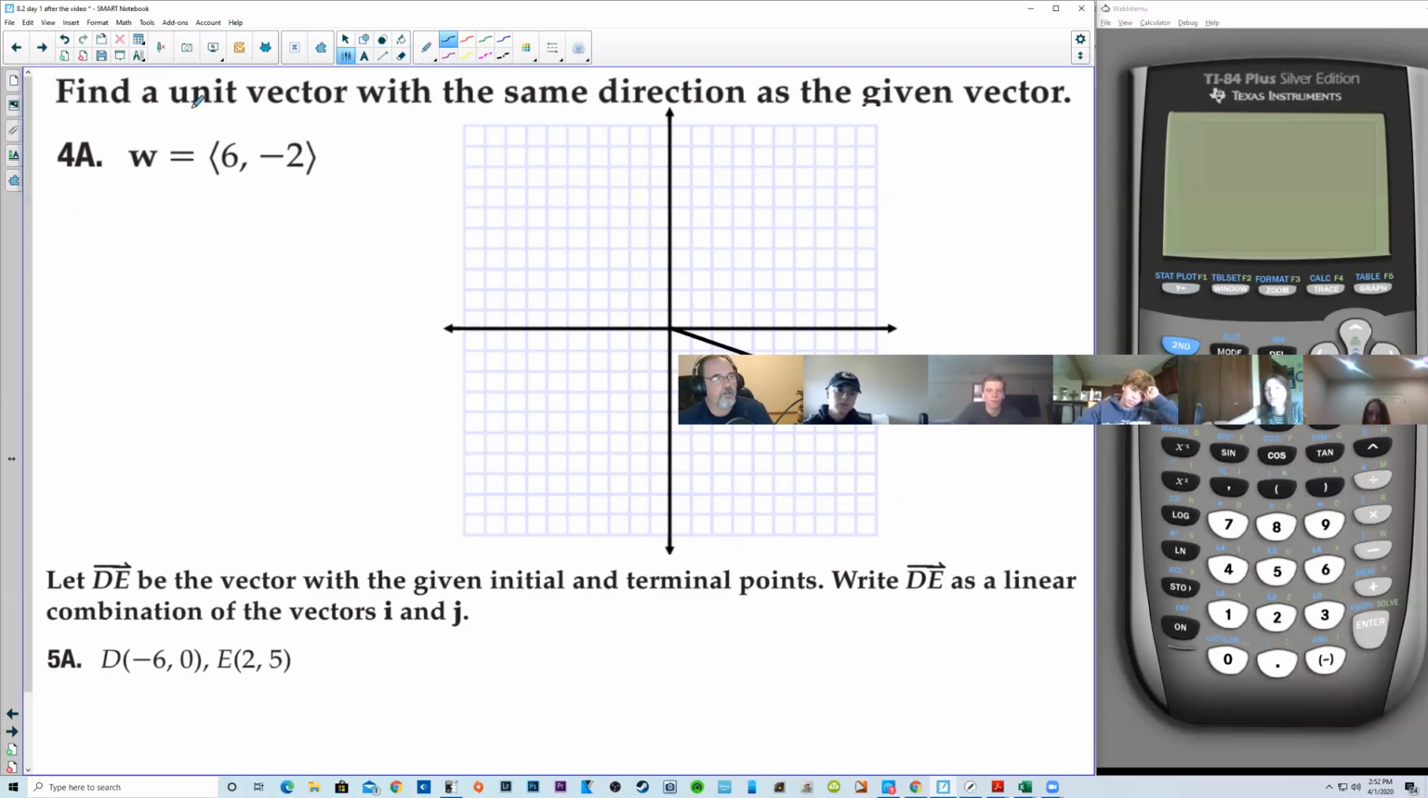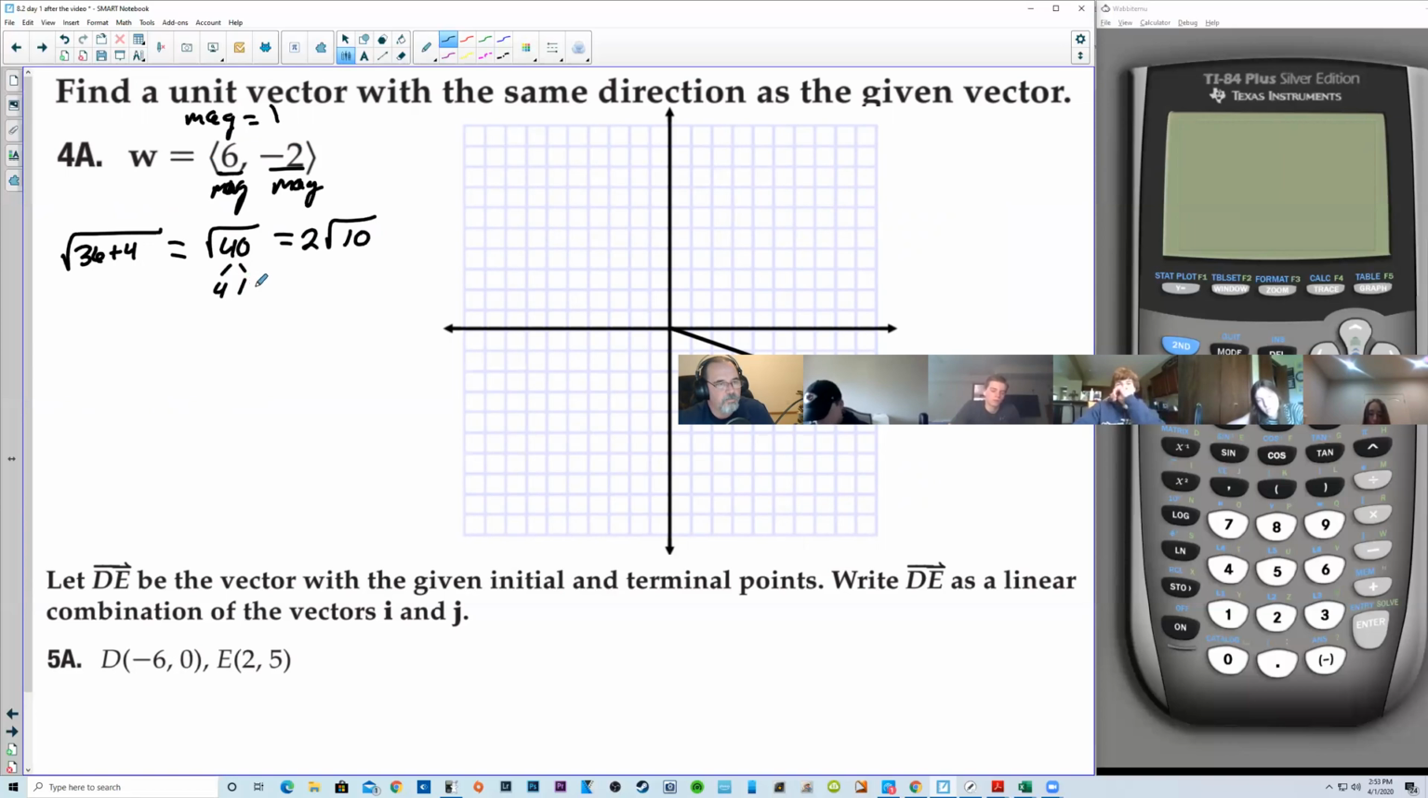A unit vector has a magnitude of 1. That's a unit vector, but going in the same direction as the given vector. So what you do is divide each component by the magnitude of the given vector. So we want the square root of 36 plus 4. There's the Pythagorean theorem on 6 and -2, and that is the square root of 40. So we'll call this 2 square root of 10, because this is 4 times 10.